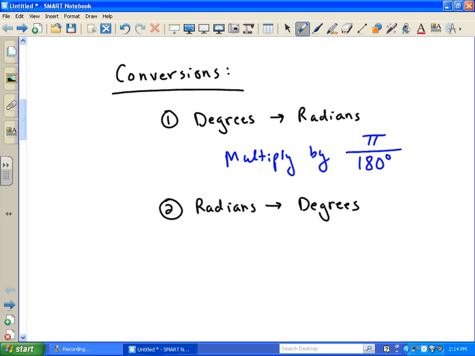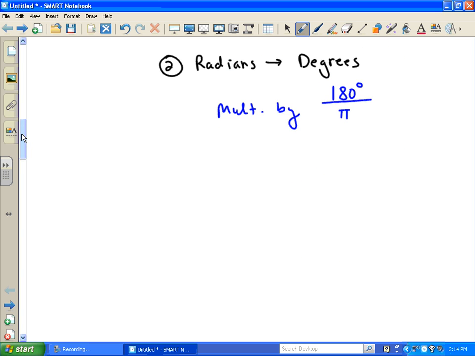Okay, number 2, let's say we want to get from radians to degrees. You're going to do the opposite thing. You're going to multiply by something over pi. Pi, because it doesn't have a unit on it, is radians. So that gets rid of the radian measure you already have. You want a degree measure in it, so we'll put the 180 degrees on the top.